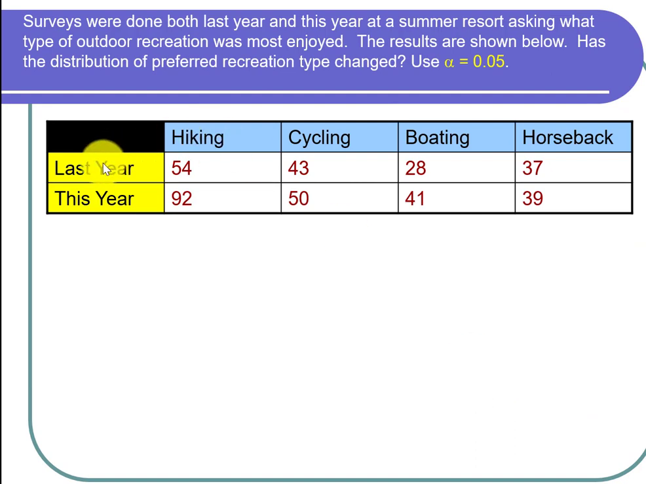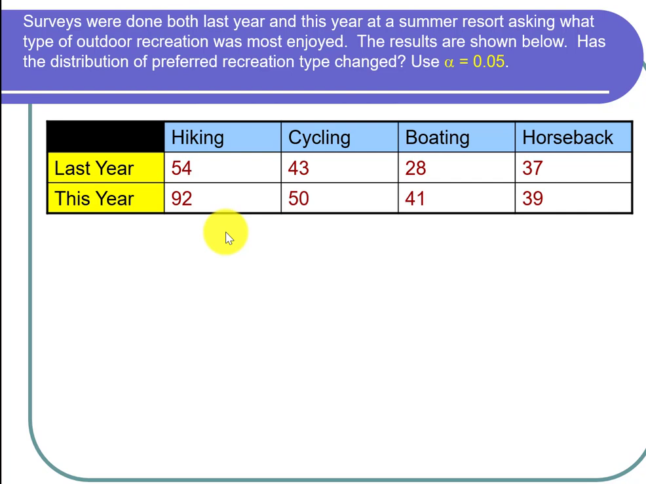So here's the results. We have last year and this year: hiking, cycling, boating, and horseback riding, and the number of people who answered that was the one they most enjoyed. And we need to do a hypothesis test to find out if there's a difference between these two distributions, last year's distribution and this year's distribution.